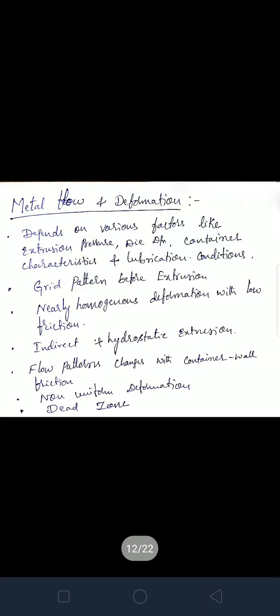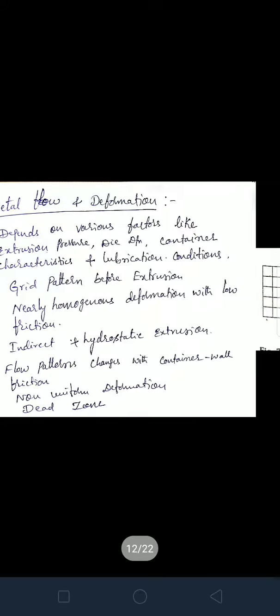Then the third figure represents deformation with container wall friction. Wall friction increases with insufficient lubrication. This is the non-uniform metal deformation shown in figure C. However, the metal flow and deformation in extrusion depends on various factors like extrusion pressure, die design, container characteristics, and lubrication conditions. So in the figure, the various deformation patterns are shown here.